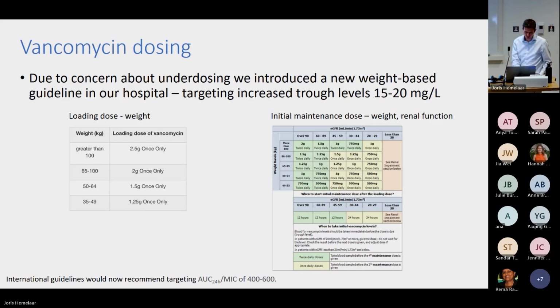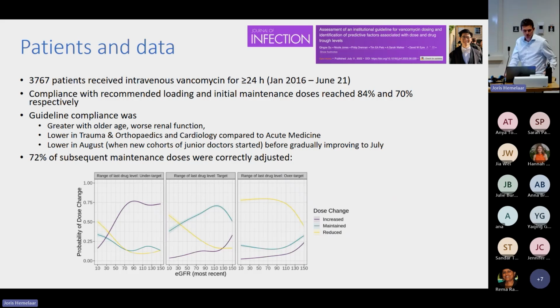And what we aimed to do then was to use the data that we'd routinely collected, and this is where Xing is, who's sitting at the front there. And we had data from just under 4,000 people who'd received vancomycin treatment for more than 24 hours. The first thing we did was to check, were people actually following the guideline? And actually, it turns out broadly they were. So around 70 to 80% of the time, they followed the initial recommended loading and maintenance doses.